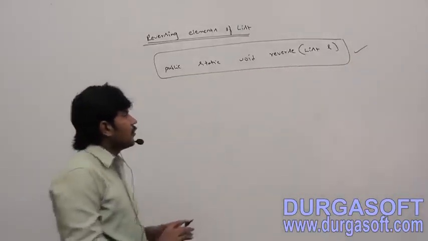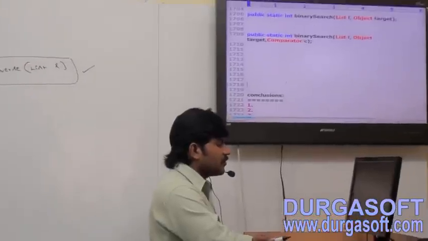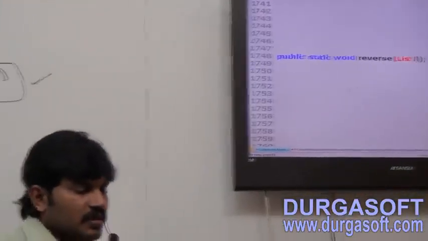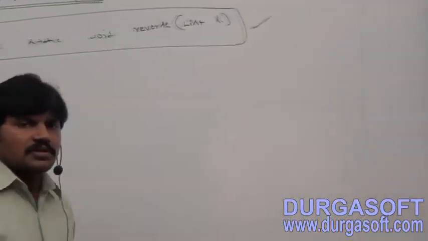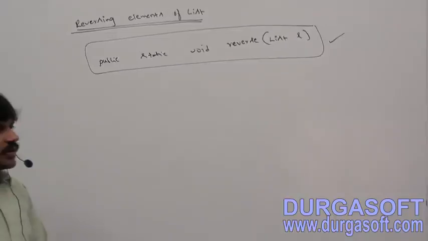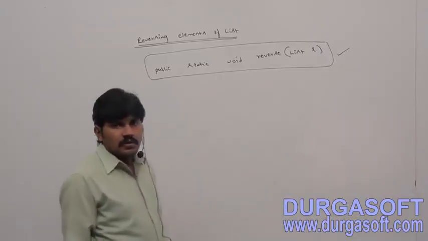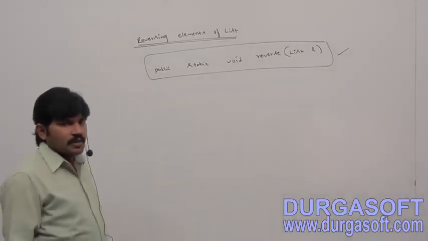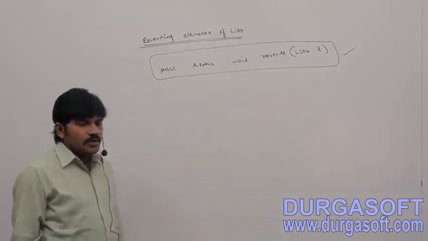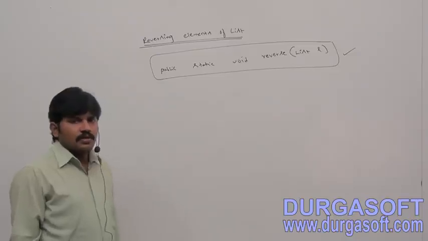Okay, simple. Just observe this one. Here the Collections class contains this reverse method. First add the theory, and then we will talk about the example. Collections class defines the following reverse method to reverse elements of list.